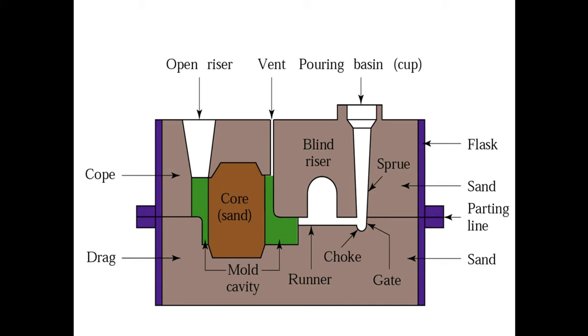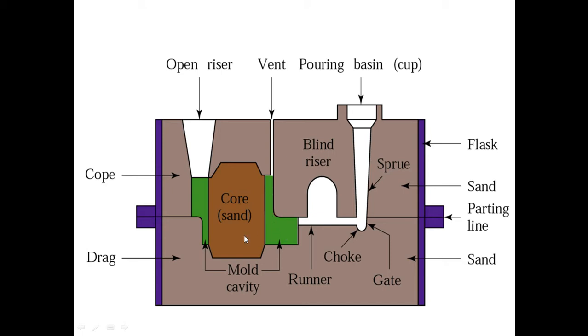So, mold cavity. Once the pattern is removed, a cavity is formed according to the shape of the pattern which was used in this casting process, shown in green color. Now this cavity is filled with molten metal. Once it flows through this sprue and comes up, there is a blind riser. I'll let you know the purpose of this blind riser.